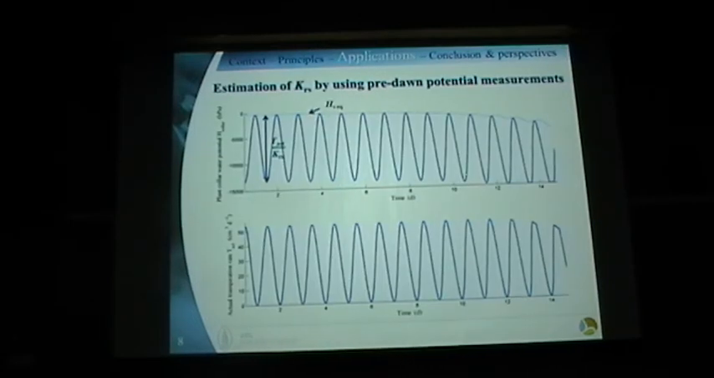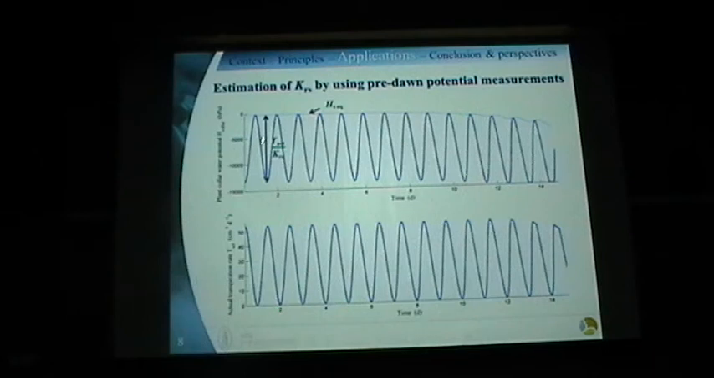So now let's talk about the applications. Here we concentrate on the global conductance of the root system. I don't know if you already heard about pre-dawn water potential. This is a measurement of the leaf water potential at the end of the night. At that time, physiologists considered that the plant water potential is at equilibrium with the soil water potential, and there is actually no transpiration at that time.